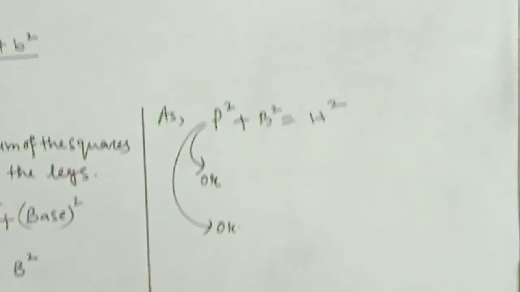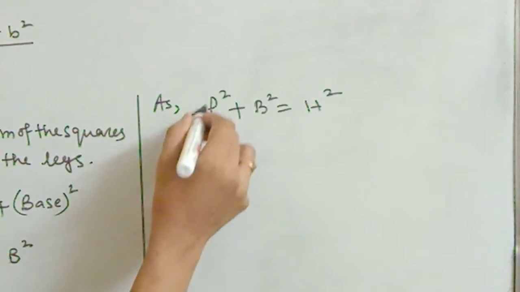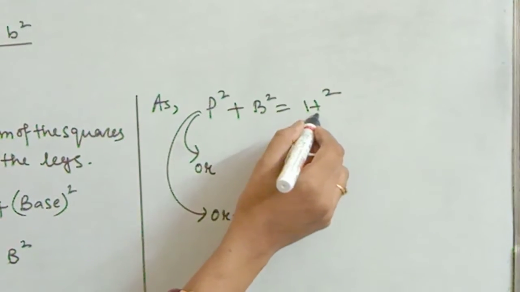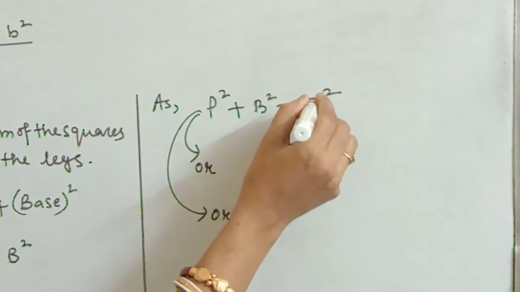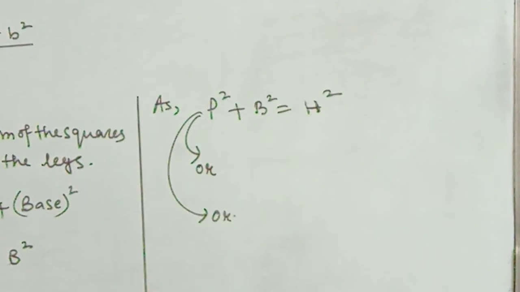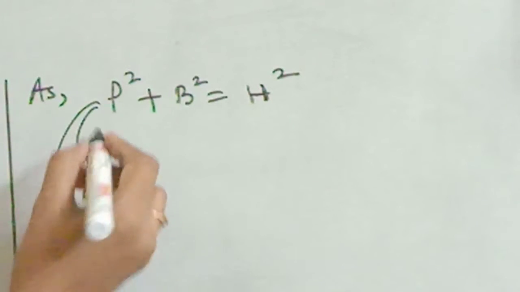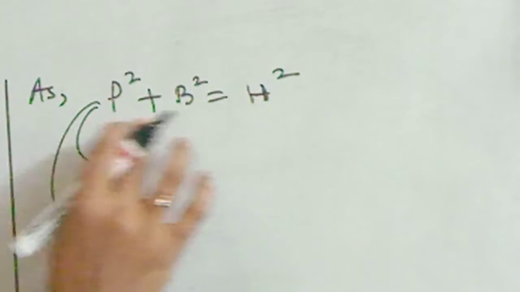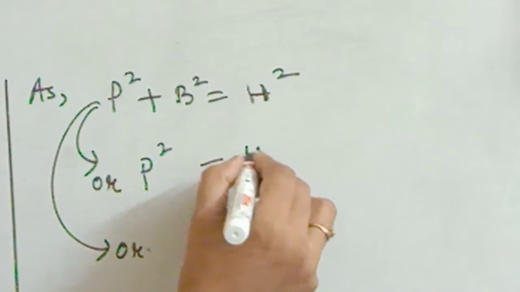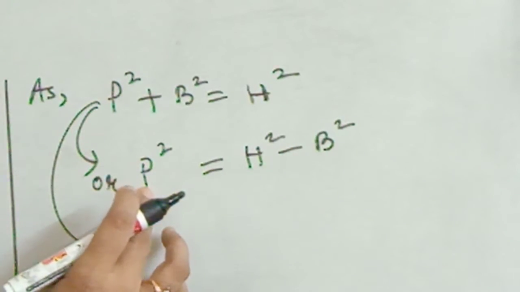Now, using this Pythagoras theorem, we can write it in this way also: perpendicular square plus base square is equal to hypotenuse square. If one side is missing, how can you find it? With the help of the other sides, you can find the missing side. Say the perpendicular is not there, then by subtracting base square from hypotenuse square, you can find perpendicular square.